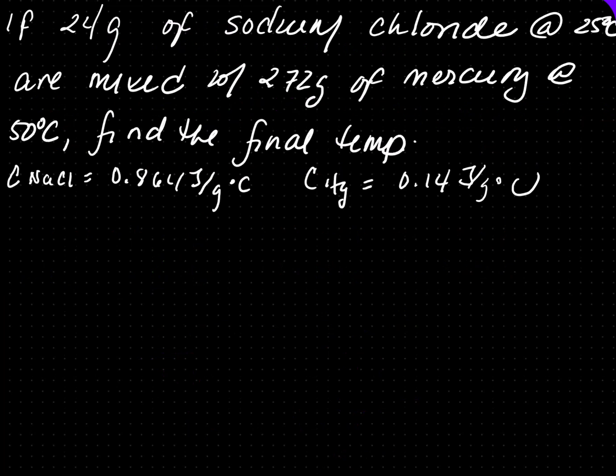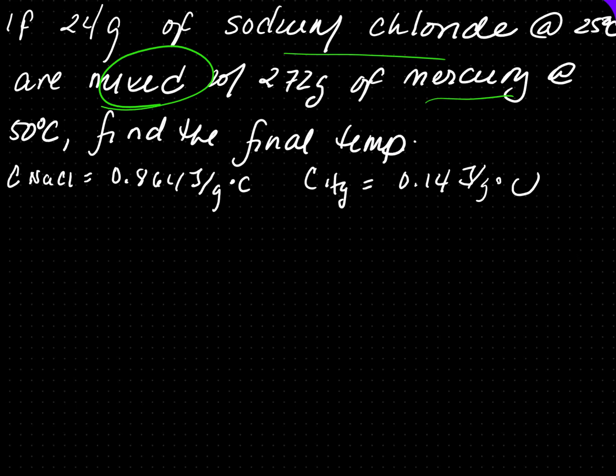Pause the video, solve this problem, and then check your answer. This problem is also a Q hot equals Q cold. We have two different substances here, sodium chloride and mercury. So they're mixed together. That's your clue that it is a Q hot equals Q cold. One starts at a higher temperature, one starts at a lower temperature.